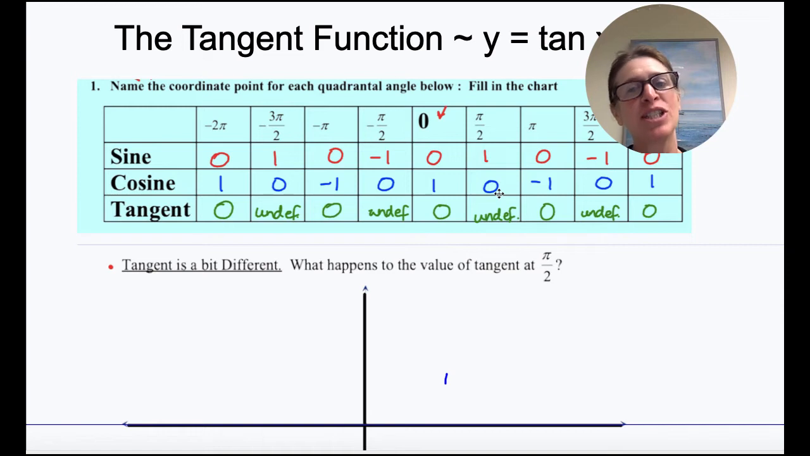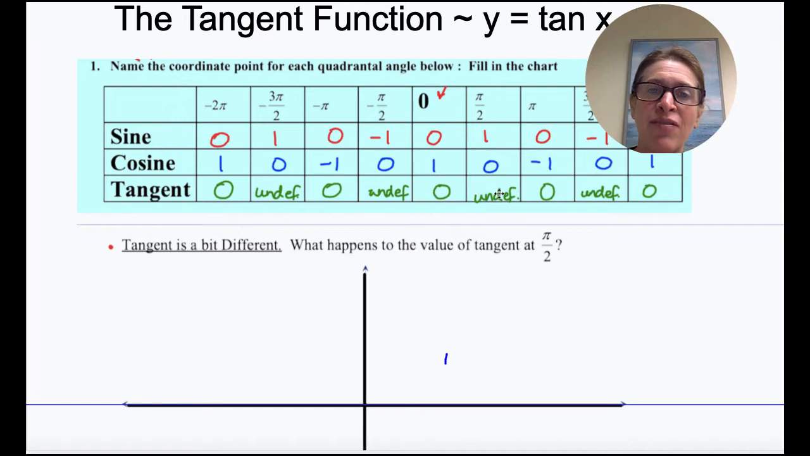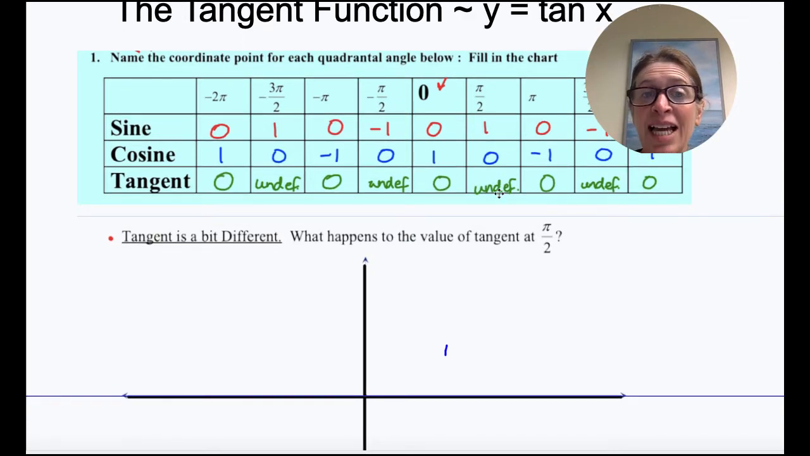Now, the tangent function is different. If we really look at the chart between sine and cosine, we get 1, 0, 1, 0, 1, 0. We're oscillating between 1 and 0 and -1. Tangent's different because we remember tangent is sine over cosine, and that means there's going to be undefined values. So if you remember from our work in previous units, when we get these undefined values in a graph of a function, we tend to have something called an asymptote.